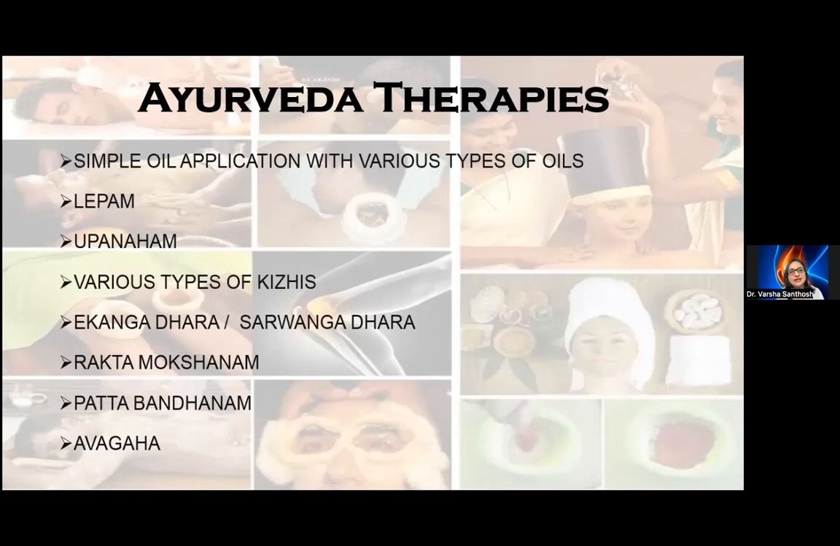Then there is something called Ekanga Dhara or Sarvanga Dhara. Ekanga means on one particular part. That means if the knee is failing, you put it only on the knee. But let's say the vaidya, the Ayurveda doctor, has seen that the problem is expressed in the knee, but the entire body's vata is going crazy. Then you can actually put oil on the whole body. It depends upon that person. We have to decide whether we treat the knee as a local treatment or do a full body treatment. Then Rakta Moksha is bloodletting, which is my forte, using leech therapy. And Pattabandhana is different kinds of bandages, again a forte of Ayurveda.